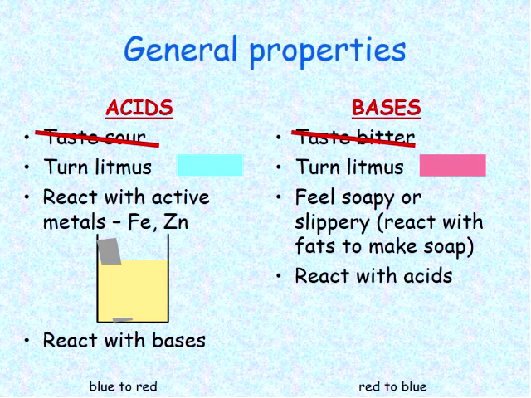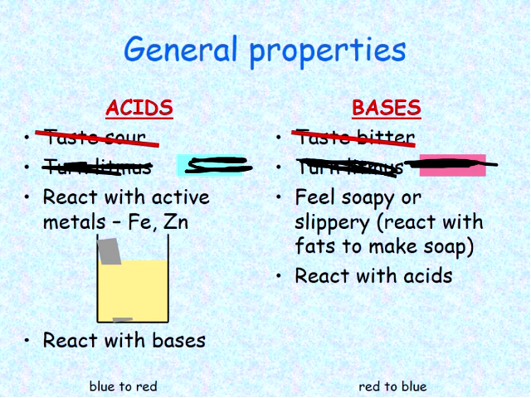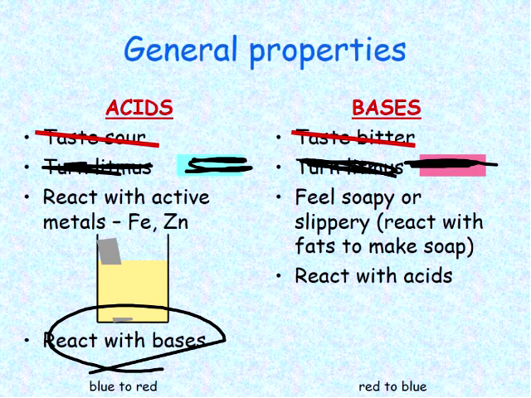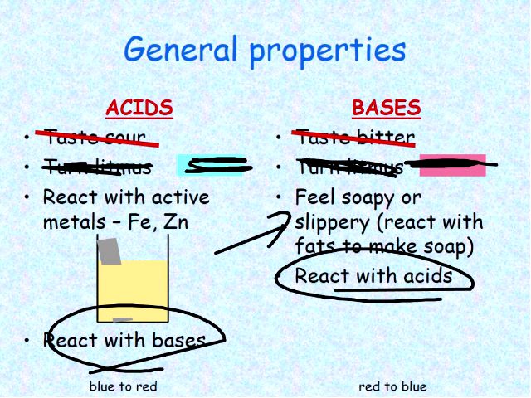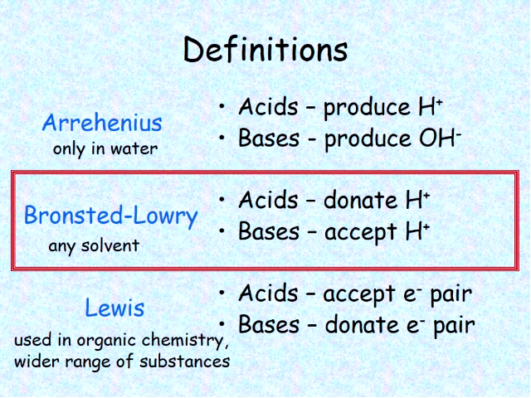All right, so again, general properties. You don't have to really know this. You want to know this one reacts with bases, this one reacts with acids, this one feels slippery, this one reacts with metals. It tastes bitter or tastes sour based on what we're looking at. I'm going to start moving a little faster now because these are things you already know. These are definitions of how people define acids and bases.